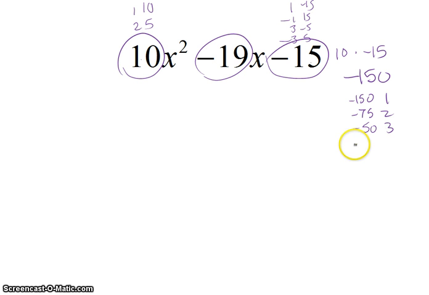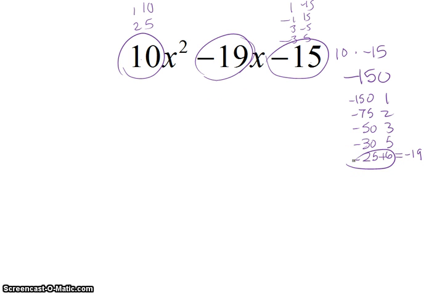How about negative 30 and 5? No, still not there. That's negative 25, but I'm getting closer. How about negative 25 times 6? Negative 25 times 6 is going to give me that negative 150, but when I add those together, look what I get. I get negative 19, and that's what I was looking for.